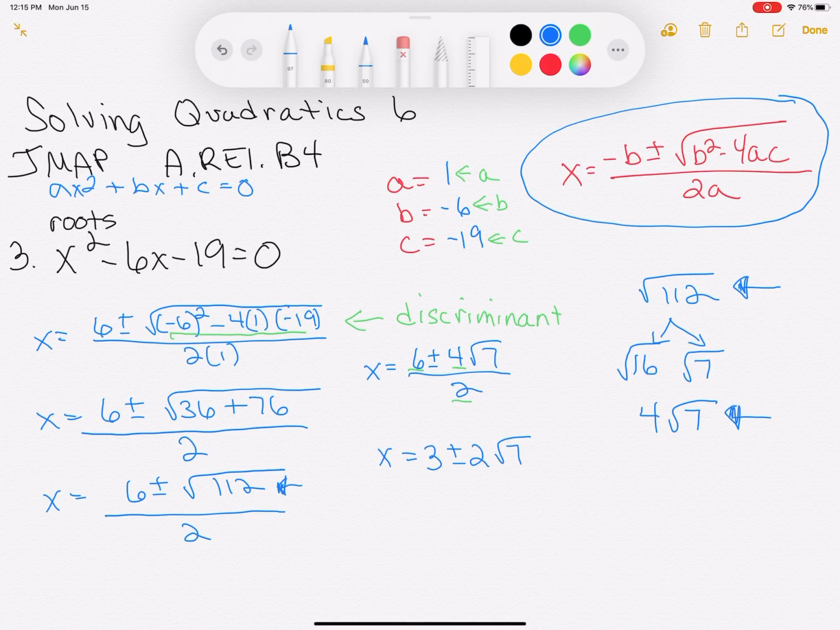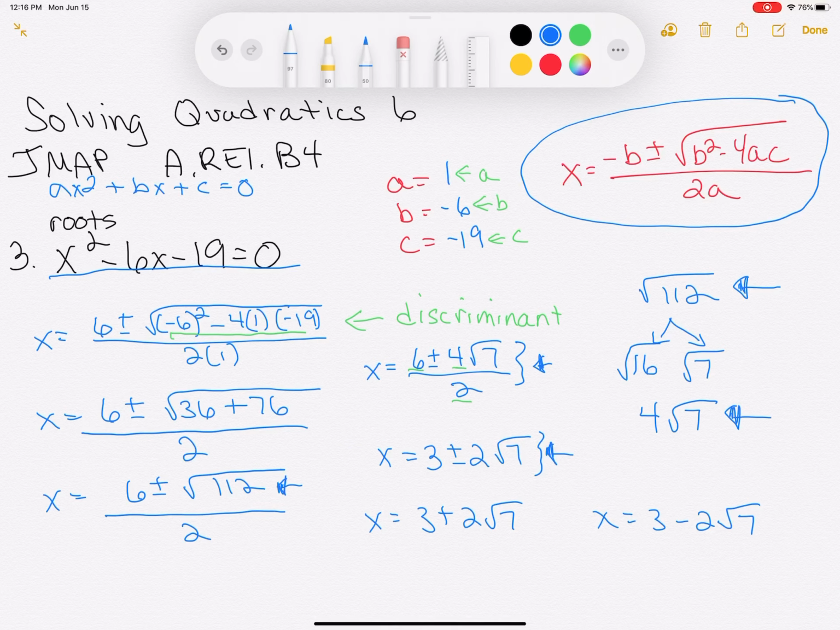And again, you could do this check with these two right here to make sure that those decimal values match. That will guarantee that you have the right answer, as well as putting in 3 plus 2 square root 7 into your calculator with this quadratic equation to make sure you get a true, and then 3 minus 2 square root 7 to make sure you get your second true. That will guarantee you your answers.